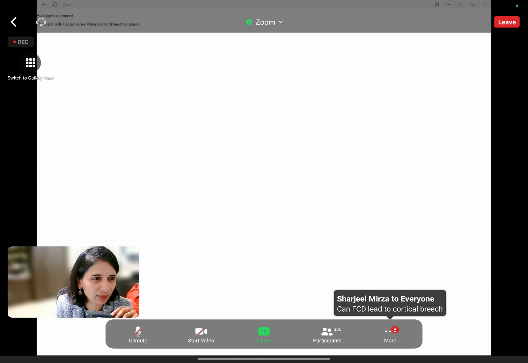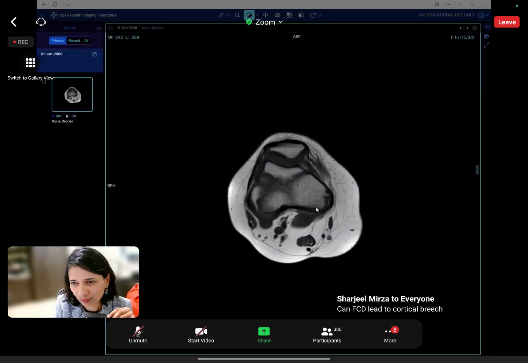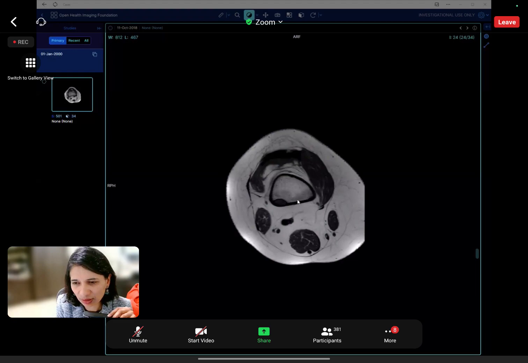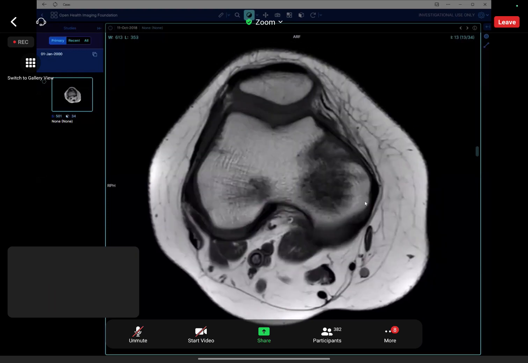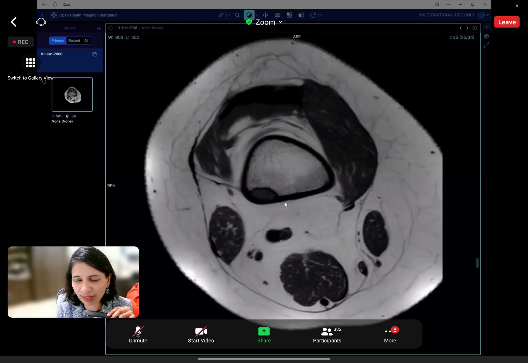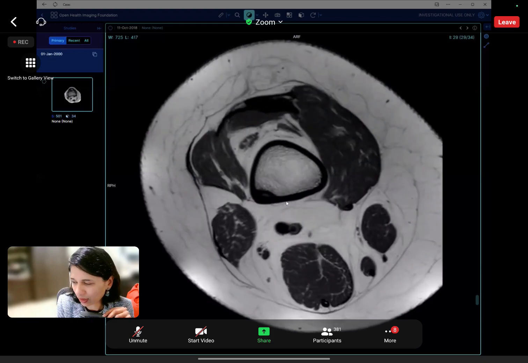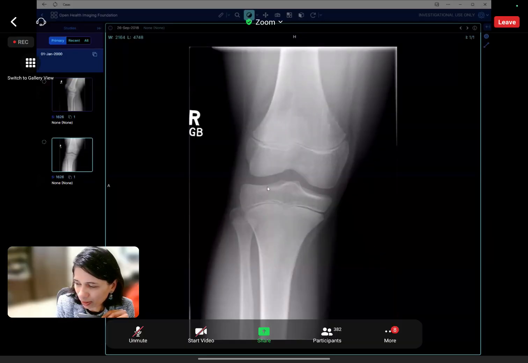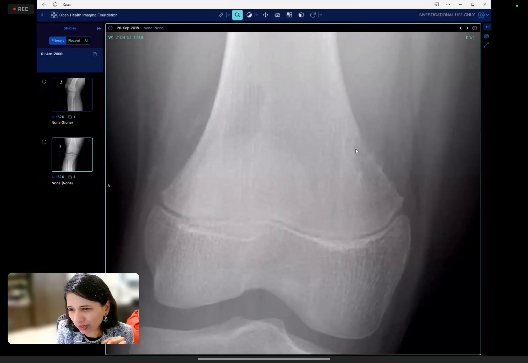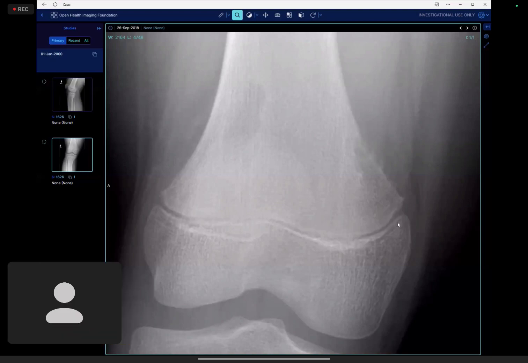So I will load the axial as well, and you can see it's cortically based lesions. So they're all cortically based and they are well defined. When you look at the plain film again, they look multiloculated. If I zoom that again, see, they look multiloculated, they have that soap bubble appearance, and they are cortically based and lucent.